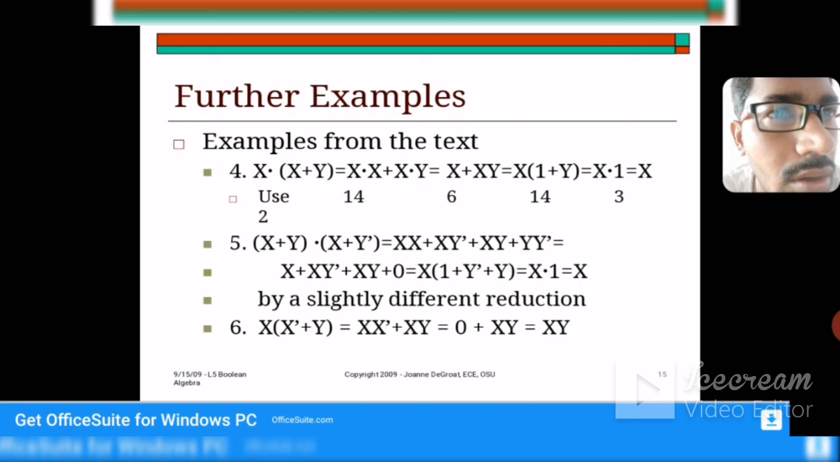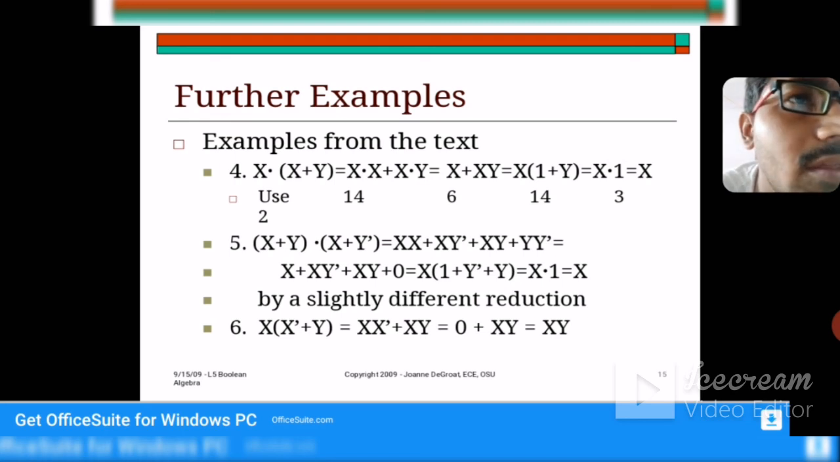You can see in example 4, I have x into x plus y bar. The question is x into x plus y bar. So I have multiplied x with x and x with y bar.